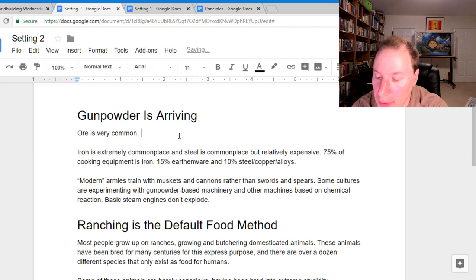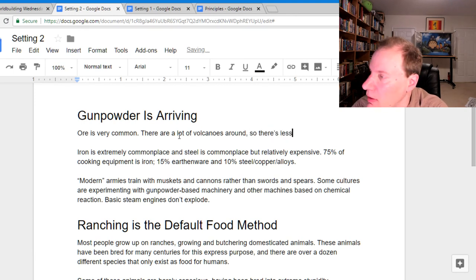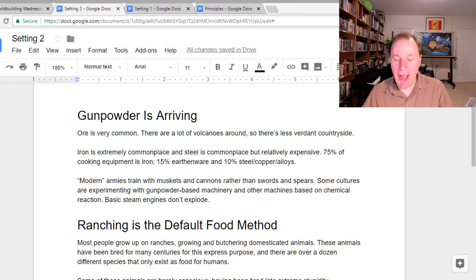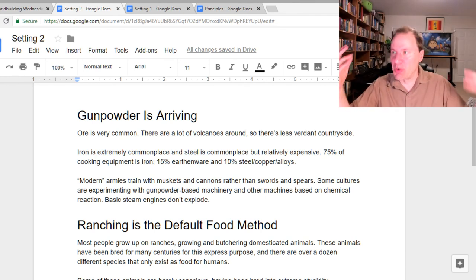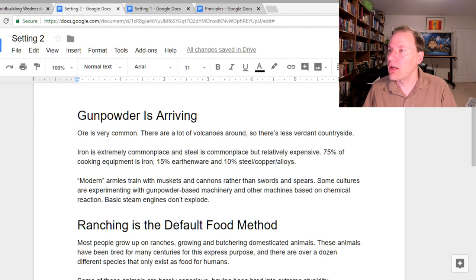Ore is very common, there are a lot of volcanoes around, we'll just say that. So there's less verdant countryside. So I'm imagining this is actually kind of a world in contrast where, and we're not talking, you know, complete volcanic hellscape, but we're talking about an environment where, you know, you think Hawaii is volcanic and it's beautiful, but it's an environment where there's a lot more land that is used for mining. There's a lot more rocky ground, put it that way, and a lot more sort of rocky environments than lush jungle, if you can imagine that.